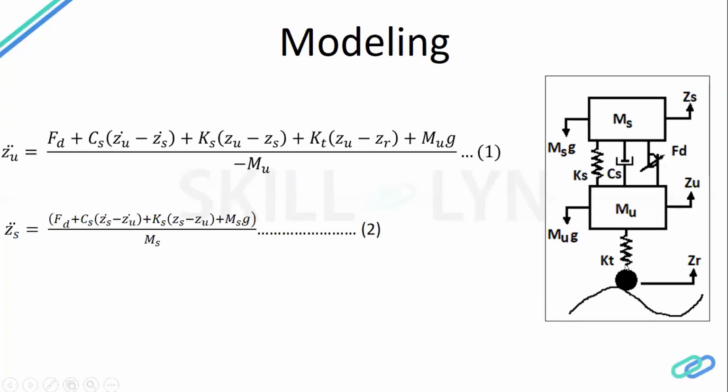Basically, this is our road, and as soon as our vehicle travels over this road input, there will be some excitation. This is the displacement caused by the road, which is our ZR. Then when your unsprung mass is displaced upward because of the excitation, it's the unsprung displacement, and accordingly the sprung displacement. K is your spring stiffness, C is your damping coefficient, and FD is the force from your variable damper or the force actuator.